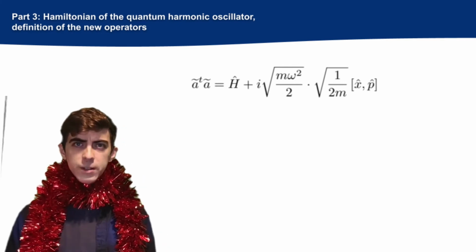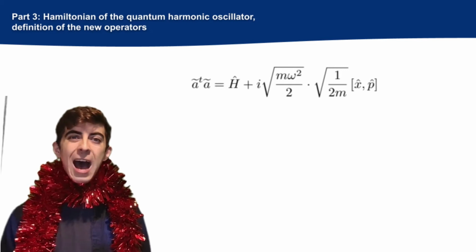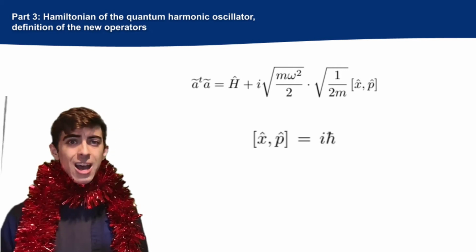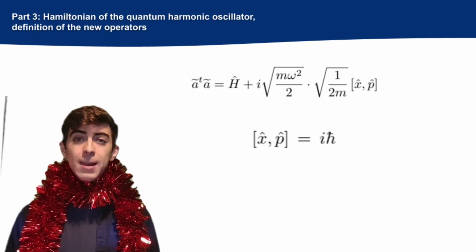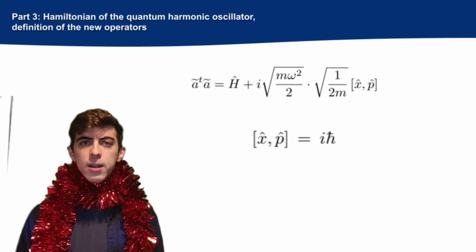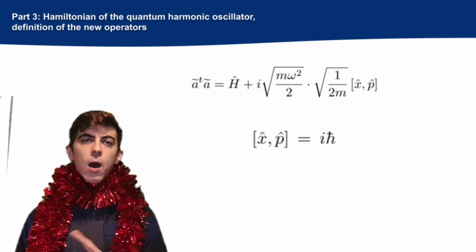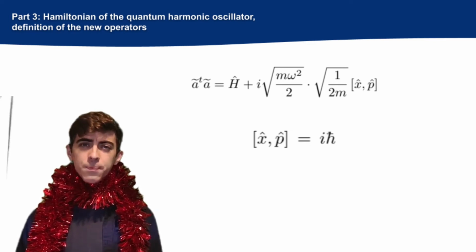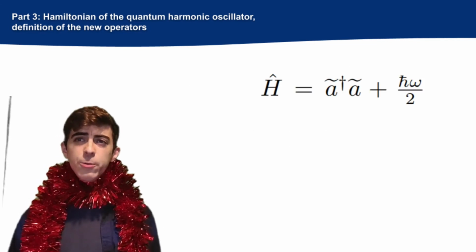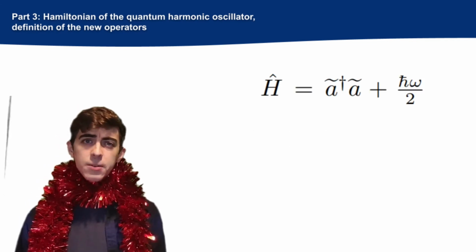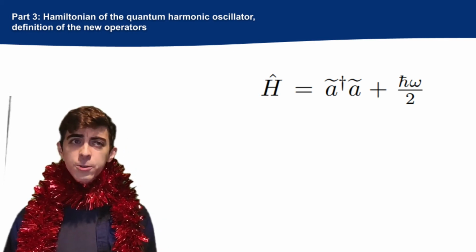But we know what the commutator of x and p equals. We know that it is equal to i times h bar, and h bar comes from the expression of the Planck constant. So h bar equals the Planck constant over 2 times pi. Okay, and so H would be equal to a tilde dagger times a tilde plus h bar times omega over 2.